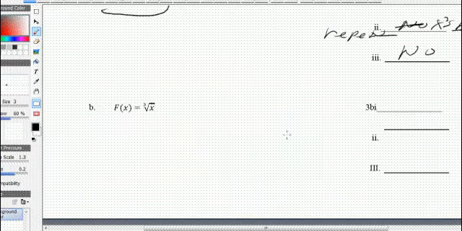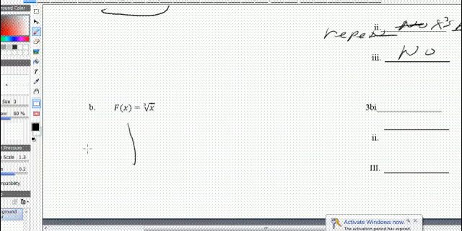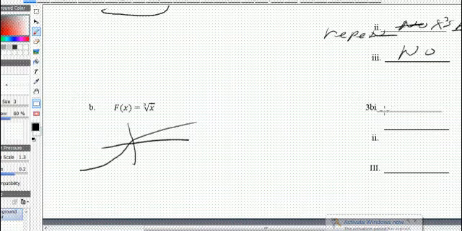F of x equals the cube root of x. Remember, what does this thing look like? Lazy S. So you know the lazy S is going to look like this. That tells me that yes, it passes the vertical line test. It's 1 to 1 because it passes the horizontal line test.